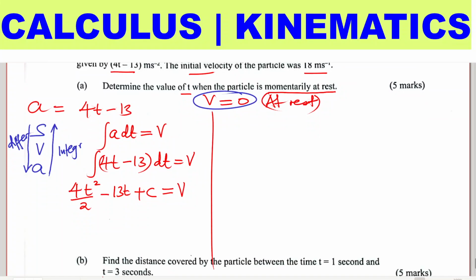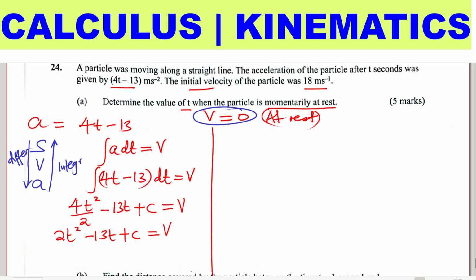So this will give 2t squared minus 13t plus c is equal to v. Now what we need to get here is the constant, that is c, the constant of integration. And what is going to help us? We're given the initial velocity. The initial velocity is given as 18, and at initial velocity, time will be 0 seconds.